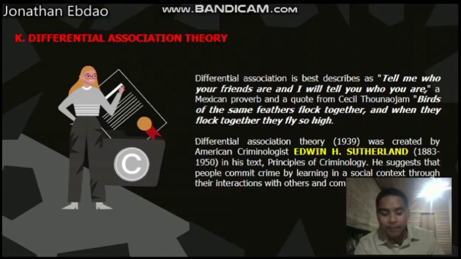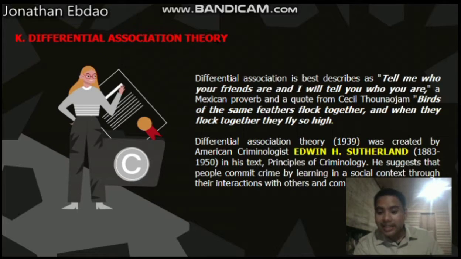And also there are nine principles. Namely, the criminal behavior is learned and it is not inherited. Second, criminal behavior is learned in interaction with other persons in a process of communication. Third, the principal part of learning criminal behavior occurs within intimate personal groups. Fourth, criminal behavior is learned. Then learning includes techniques of committing the crimes.